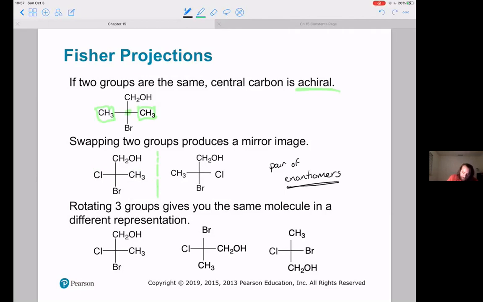Okay, the last thing that's important for Fischer projections is if you rotate any three groups, so hold one group still and then rotate the position of the three other groups, that's actually all the same molecule. You've just given a different representation of an identical molecule. This isn't the enantiomer or mirror image or any of that sort of stuff. All you're doing is changing the representation. So this is also going to be something that's important later. So rotating three groups means that you have the same molecule.